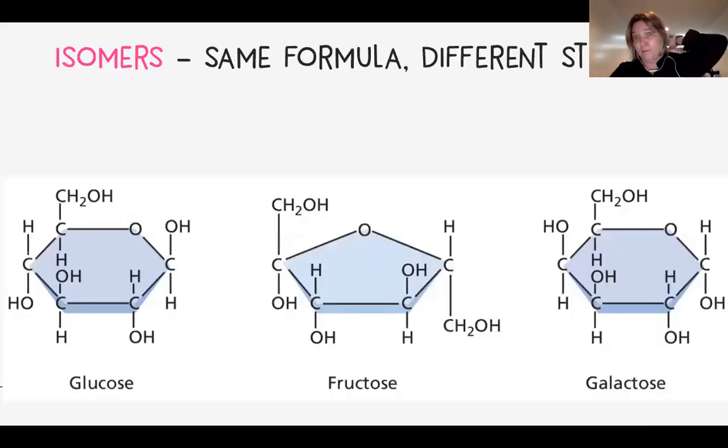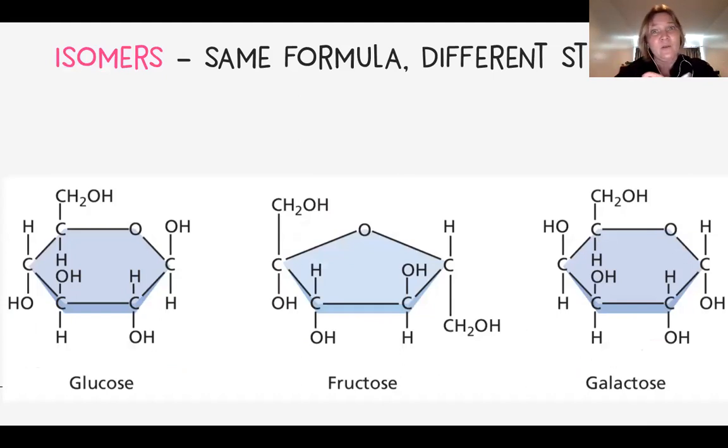Now, for monosaccharides, we have what are called isomers. Isomers are different compounds that have the same chemical formula, but different structural formula.